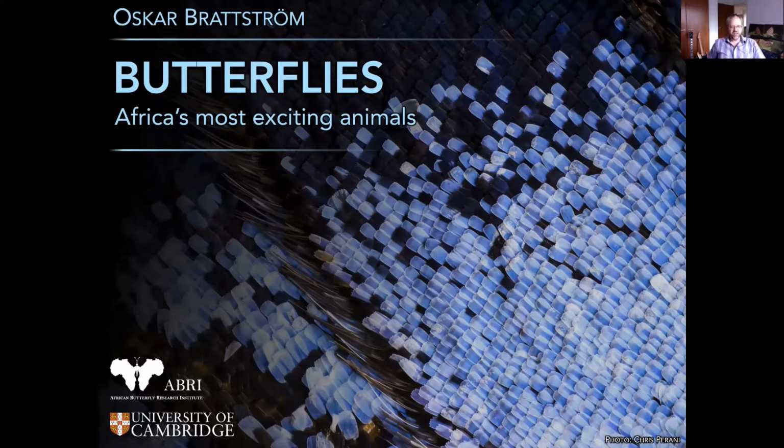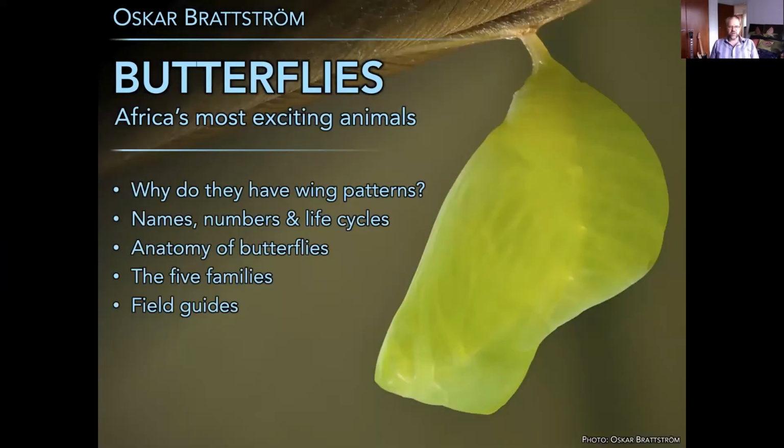So what we're going to look at today is I'm going to talk a bit about the ecological reason why we do have these different wing patterns. And I'm going to go through a little bit from an African perspective about names, number, and life cycles of butterflies. And then a bit of boring stuff, perhaps, the anatomy of butterflies, because once you try and look and identify things, it helps if you know a little bit about what to look for.